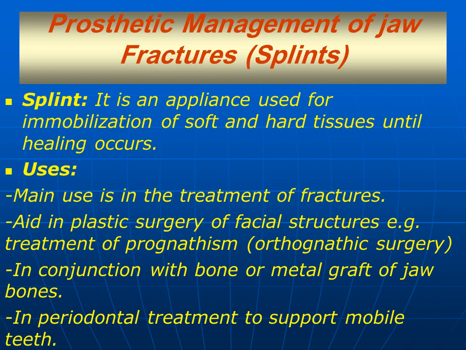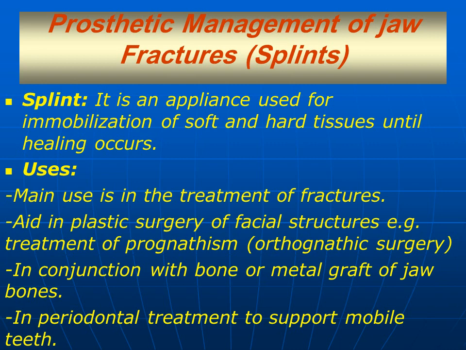Therefore, management of fracture is either carried out surgically using open reduction or prosthetically using closed reduction. In the prosthetic management of fractures, we use splints. A splint is an appliance used for immobilization of soft and hard tissues until healing occurs. Uses of splints. Main use is in the treatment of fractures. However, there are other uses.